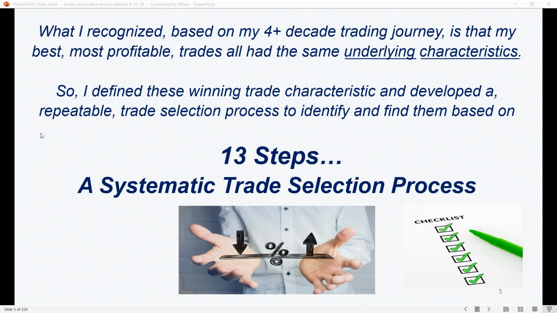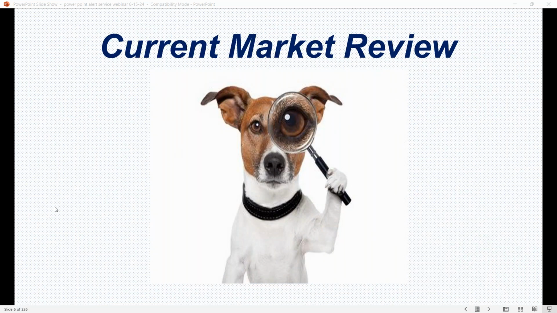One thing: go back and look at your trades, analyze your winners and your losers, and see what the characteristics are of making winners and losers. So that's what I've done. I'll go through my steps here, and hopefully you can start using these in your trading. But let's take a current market review before we get into that.